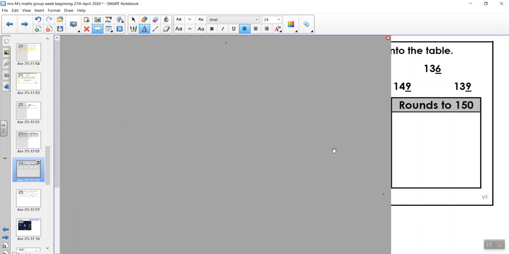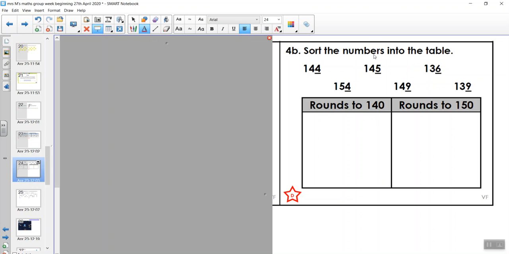Try this one. Sort the numbers in the table, rounds to 140 or rounds to 150. Pause the video and have a go. Don't forget, you could ask a grown-up to help you. Let's look.